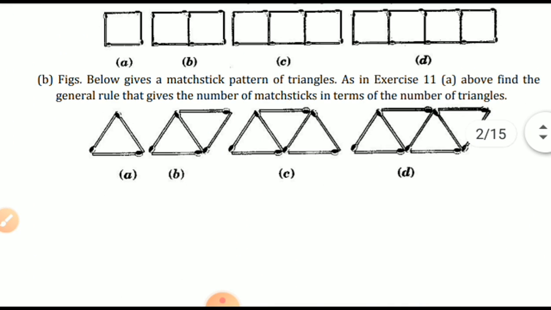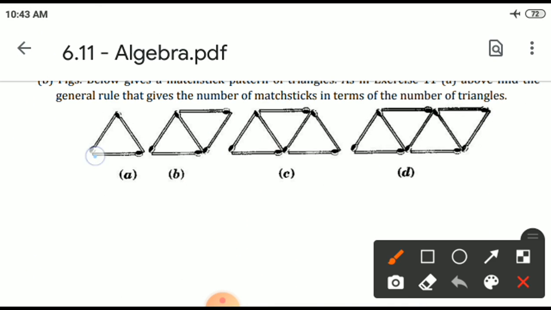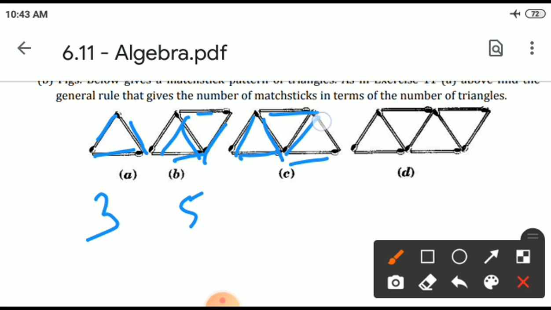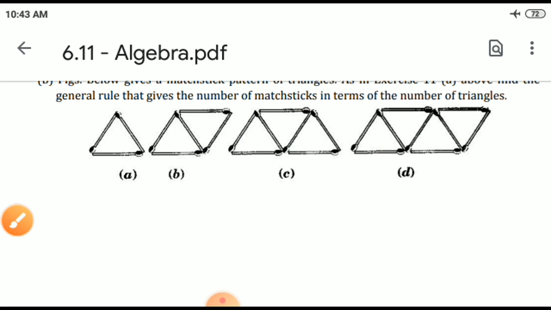Look here, some matchsticks are shown. For one triangle, how many matchsticks are needed? 3 matchsticks are needed. Okay. For 2 triangles, 1, 2, 3, 4 and 5. Isn't it? For 3 triangles, 1, 2, 3, 4, 5, 6, 7 are there. Like that way it will be possible. 1, 2, 3 and 4 triangles need a 4. Isn't it? So we can make some formulas for this one.